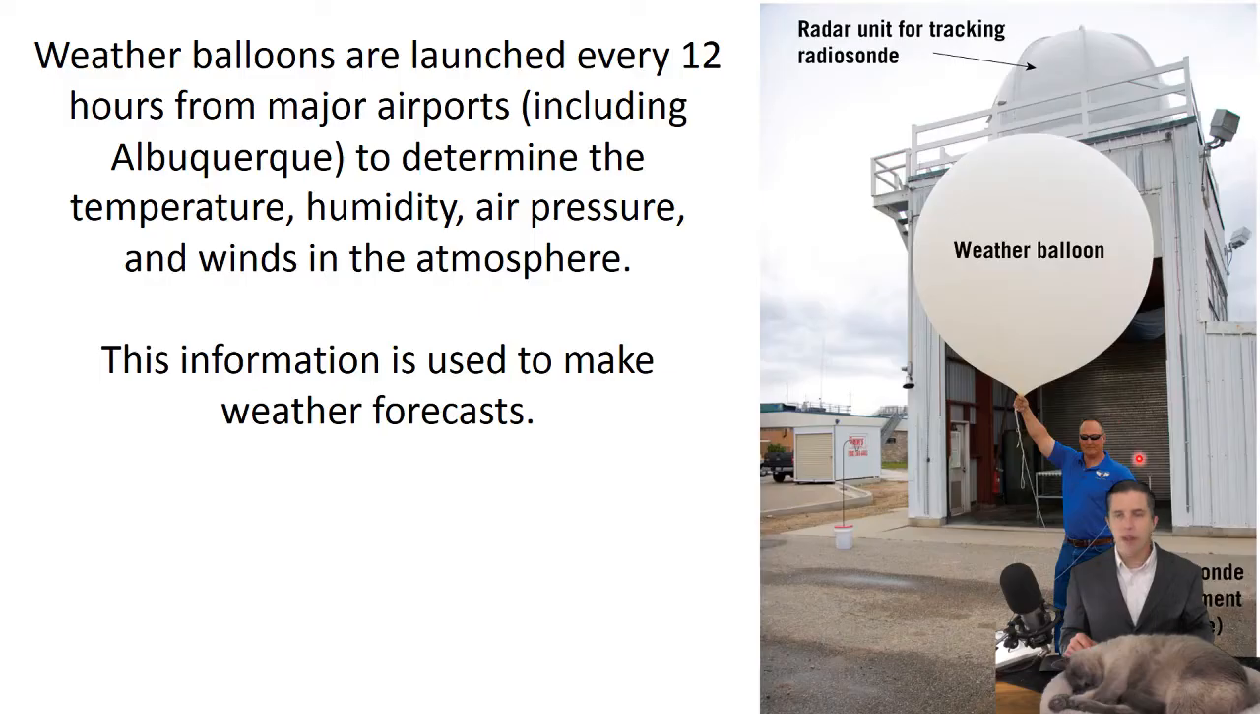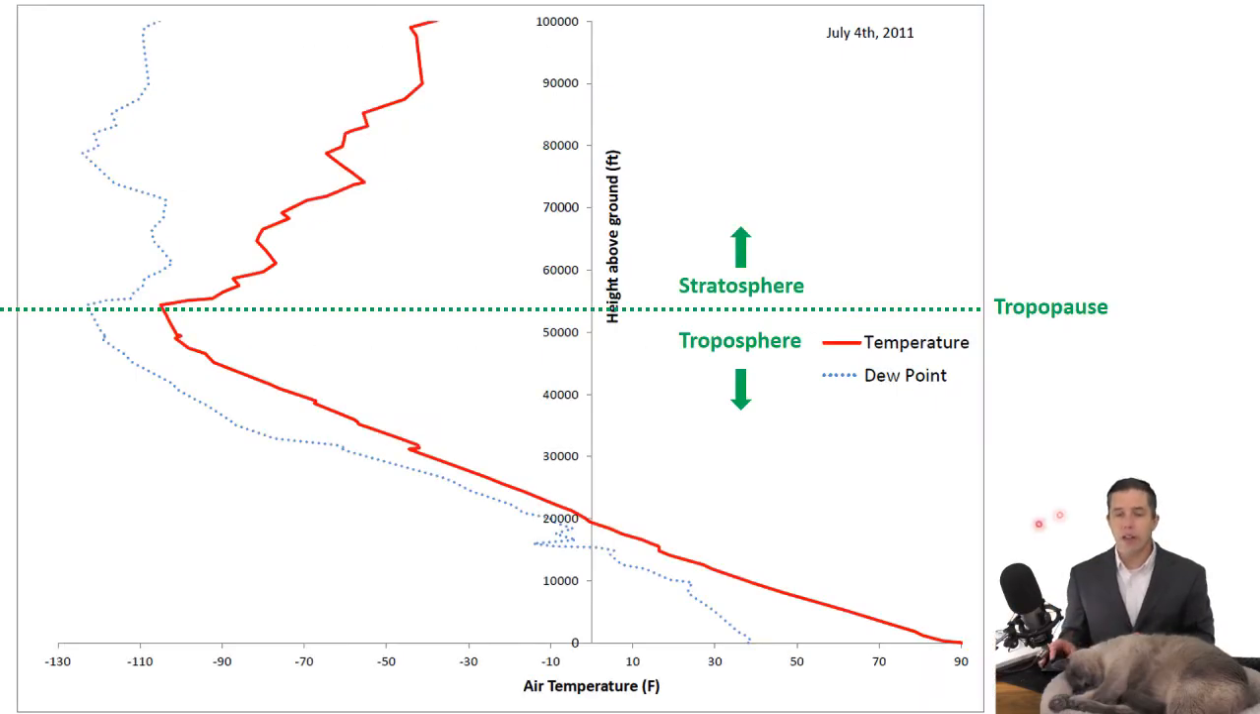As it goes up into the atmosphere, it collects data. Here's an example of some data that was collected. It was an afternoon on July 4th, so this one probably went up at 5 in the afternoon. Here on the x-axis is air temperature, and the y-axis is height. The red represents the temperature that the weather balloon sensed as it was ascending up into the atmosphere.